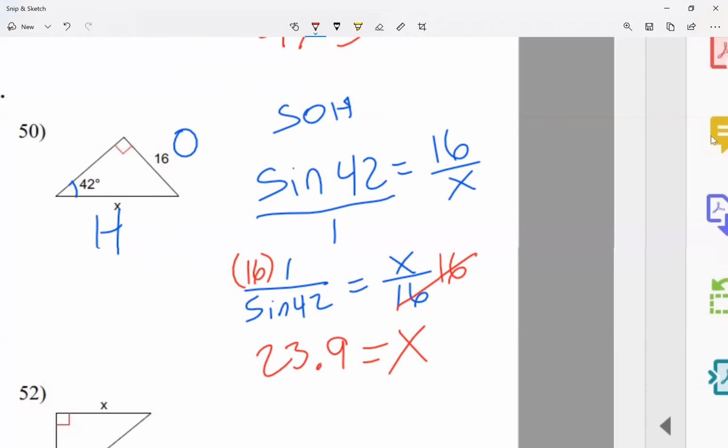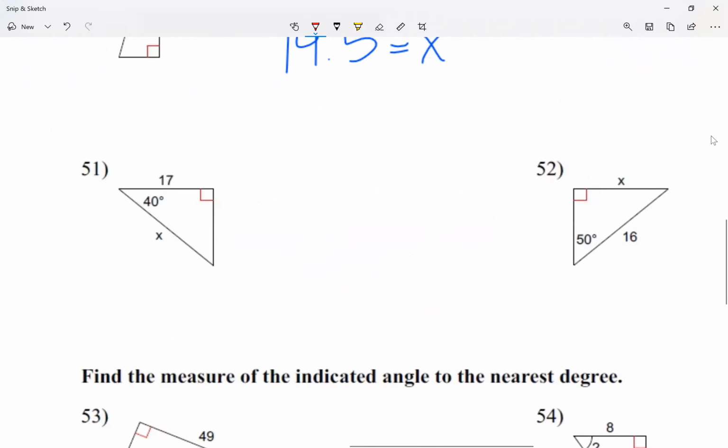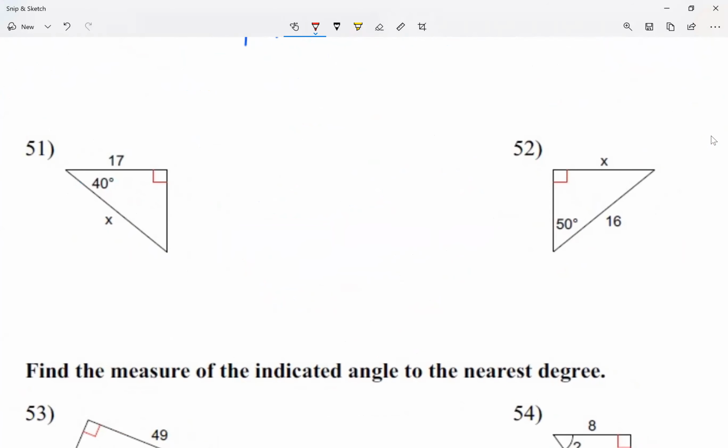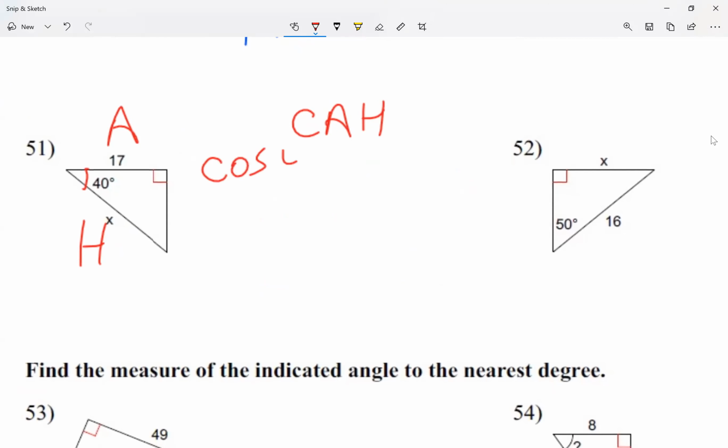All right, so now let's continue. Let's take a look at number 51. I'm solving for a side. Let me label the sides that I have. I have the hypotenuse, and based on the 40 degrees, I have the adjacent. I remember my acronym, the part CAH. Cosine is adjacent over hypotenuse. So I'm going to write cosine of 40 degrees is equal to 17 over x.